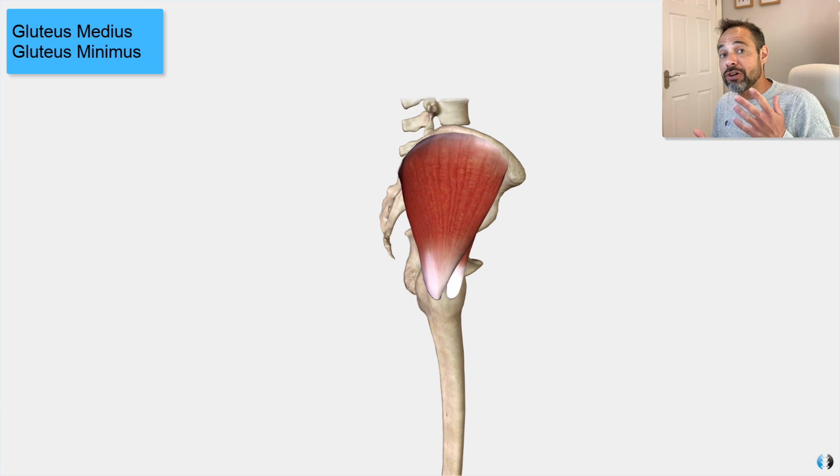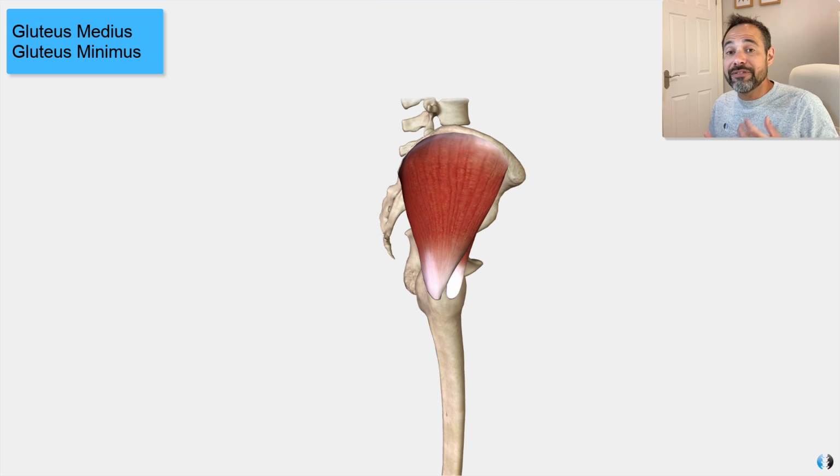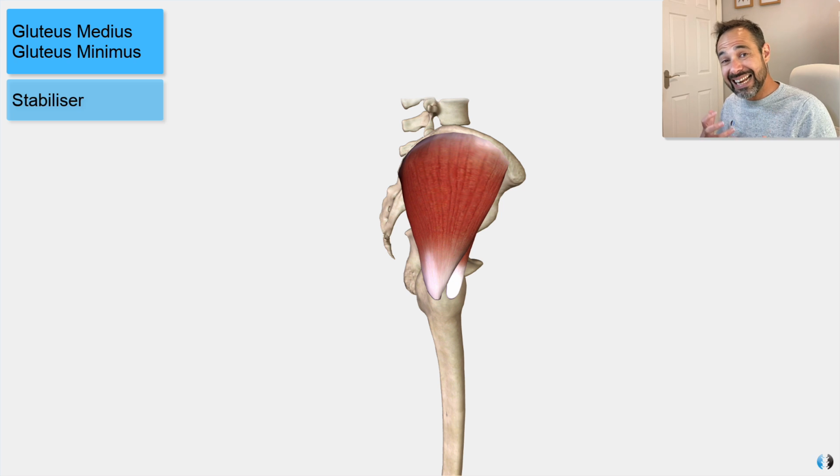Now, we talked about glute max being a really powerful muscle, these big, high energy force movements. Well, actually, the role and function of glute med and glute min is very, very different. We can see that these are much smaller muscles. They're far less vast in the area that they cover, and instead they have more of a role in stabilizing.